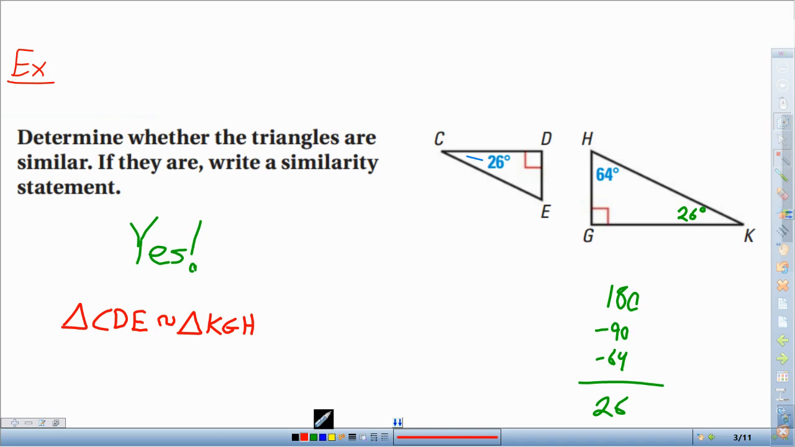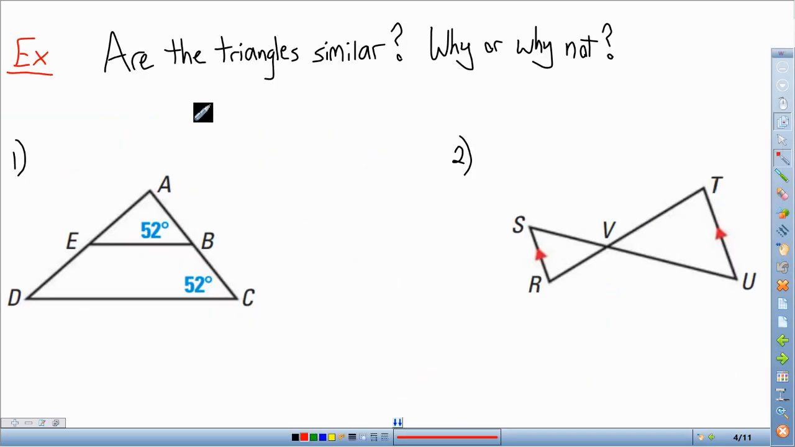Again, we're just looking for two pairs of corresponding angles to be congruent. It's not always as easy as just subtracting the other two angles from 180. Sometimes we get a little bit more elaborate problems, so that's what I want to look at here. Go ahead and copy these two examples and we'll try them together. Are the triangles similar? Why or why not? Take a look at number one.